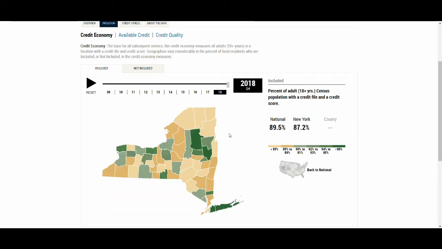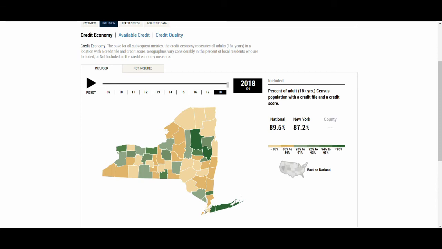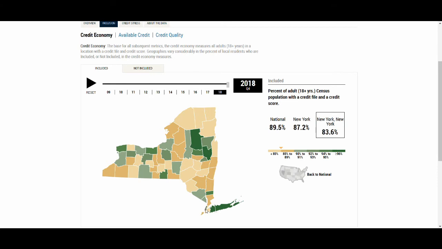And if we were to look at New York, you can see that the size of the credit economy varies even for the city based on which borough you're in. So if you're living in Richmond, 89% have a credit file on hand versus 71% in the Bronx. And a more mixed borough would be Manhattan, which is 83.6%.